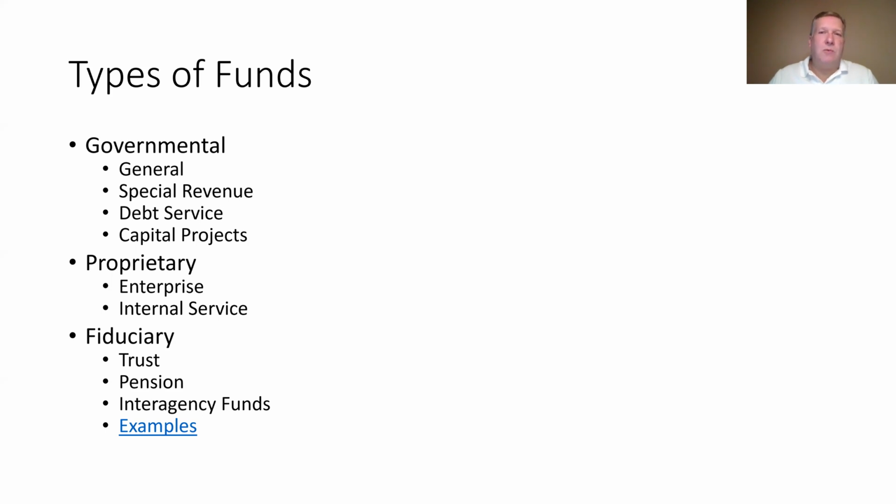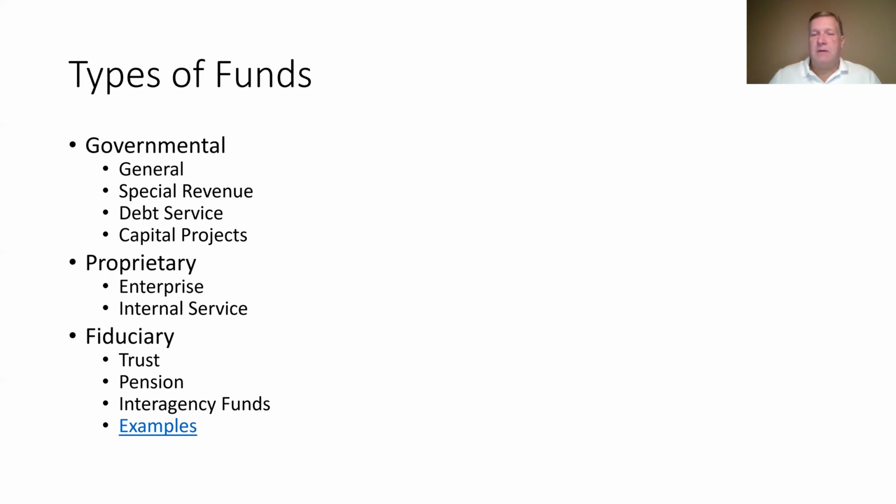And not all governments will have enterprise funds. It depends upon if they're operating an enterprise or not. Like I said, my district tends to have that with the Child Development Program. Some other governments that would have a utility, a public-owned utility, that would be an example of an enterprise as well. Then your third main category are what we call fiduciary funds.